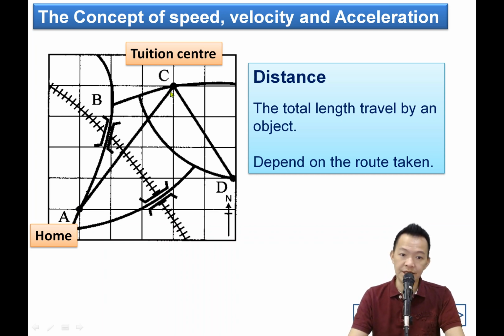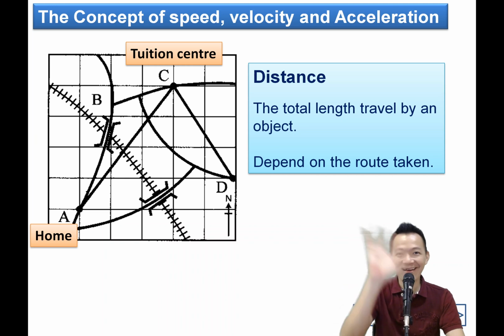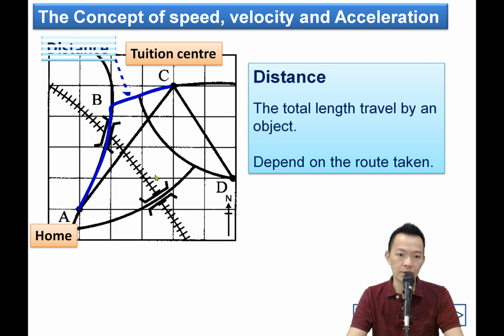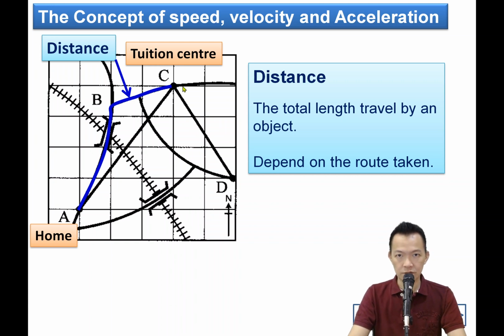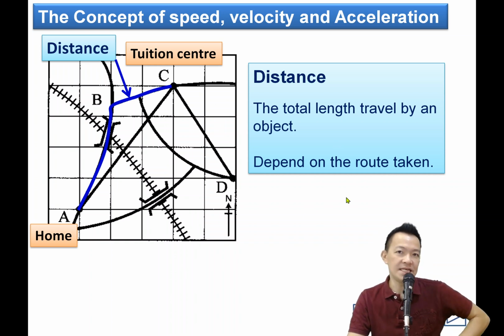Or any example, let's look at an example. This is your house and this is the tuition center. But now your house and tuition center actually join together. Your computer is your tuition center and I'm here. Okay? Hi. So, what's meant by distance? Distance means the total range traveled by an object. Depends on the road taken. 要看你走哪一條路。So this is called distance. You can label on your notes. Distance is the road you travelled. Depends on the road taken. It can be A, it can be B, it can be C, it can be D. Right? So this is distance.